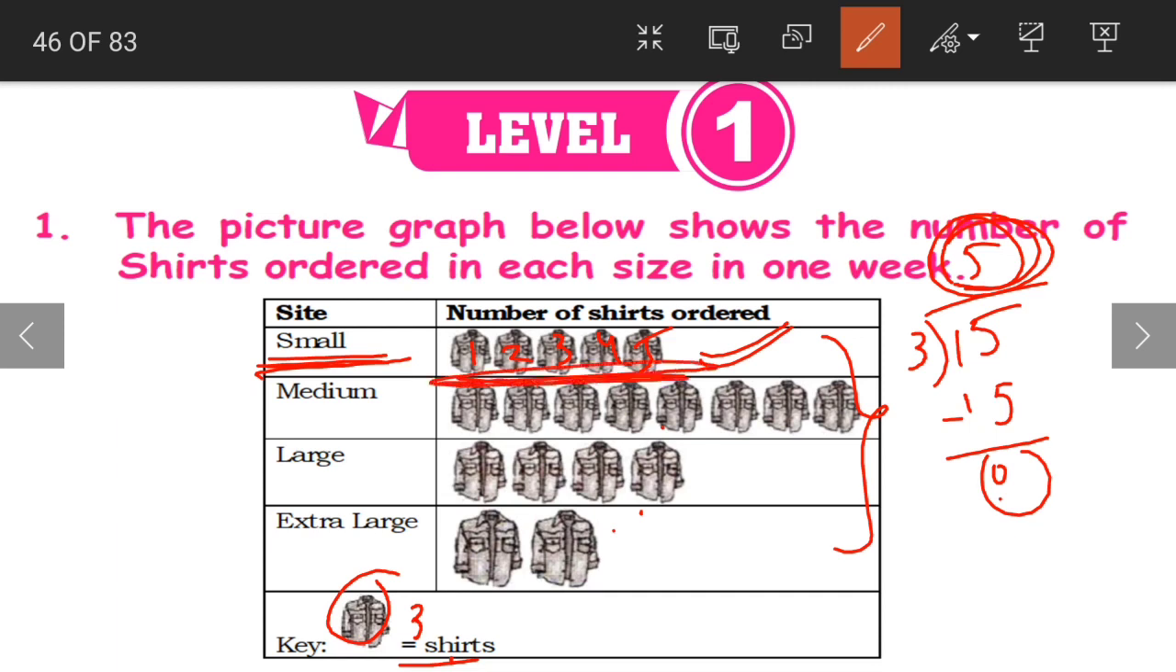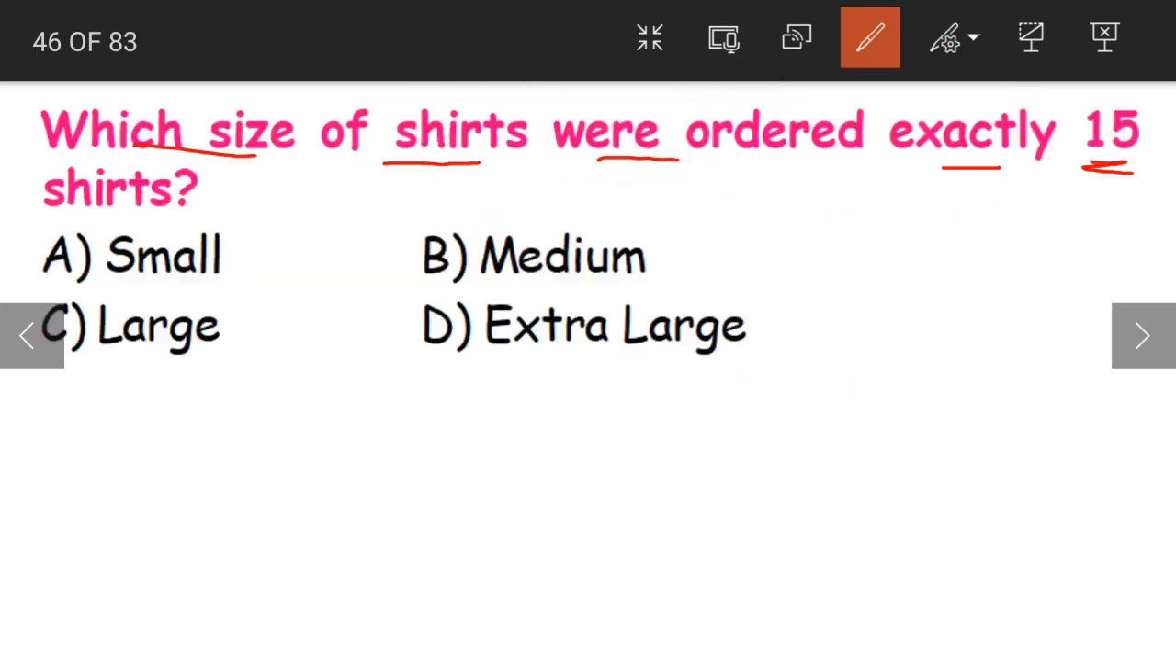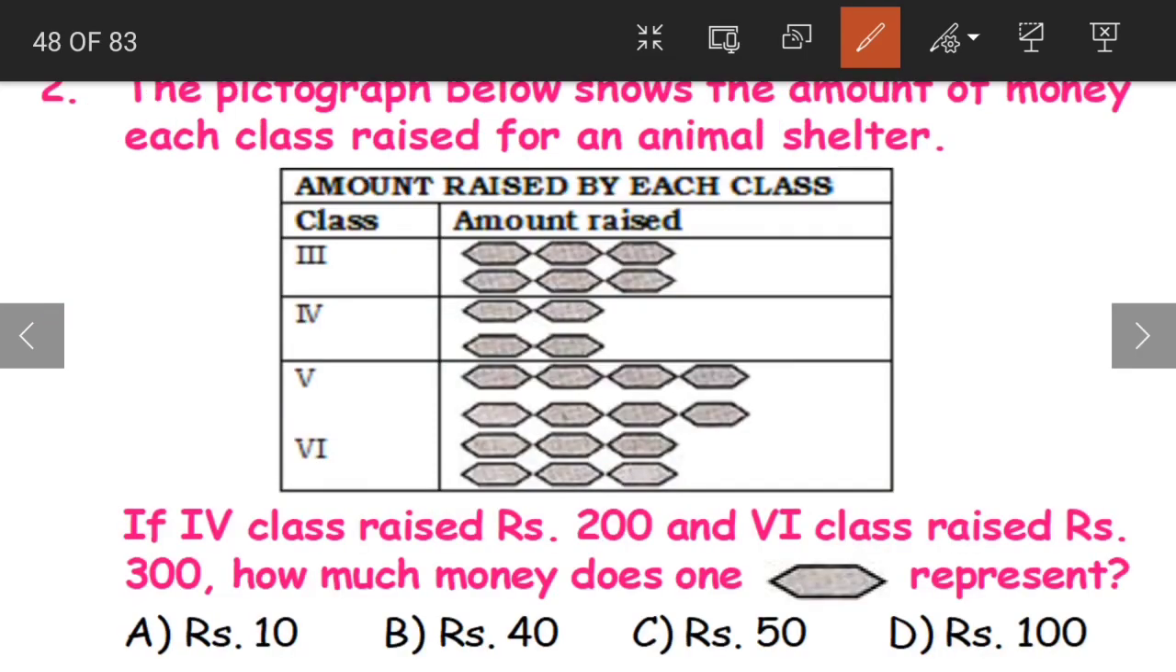Though here we are having only 5 shirts, why are we saying it as 15? Because one shirt is equal to 3 shirts. Yes, so what is our correct answer? Small size, that is option A. Now coming to question 2.